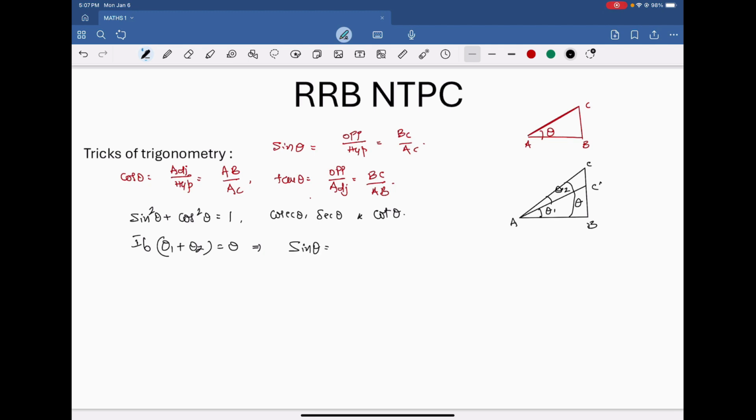Here, if theta 1 plus theta 2 is equal to theta, let us say, then sin theta is equal to sin theta 1 plus theta 2. Replace theta with theta 1 plus theta 2. That is equal to opposite side by hypotenuse, that is BC by AC. Now, let us see. We will further divide the values one by one.